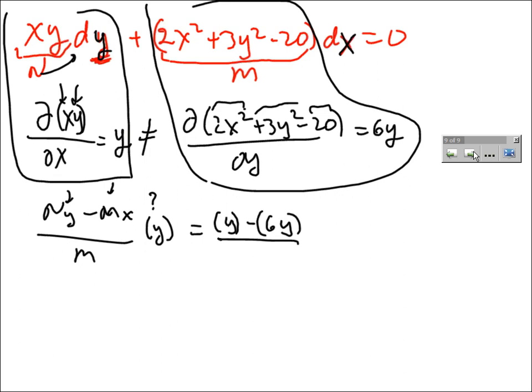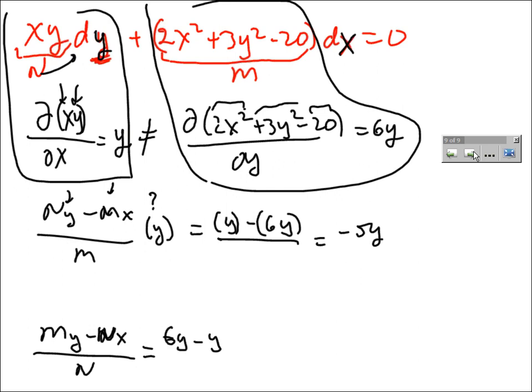Now, once you calculate that, you should start thinking. The top is just y's, negative 5y. Now, if you did it the other way, then you have to divide by n. But the top is going to be similar. It's just going to be 6y minus y. It's going to be plus 5y. That is, it's just y's. So I want to divide this by something that has y's in it.